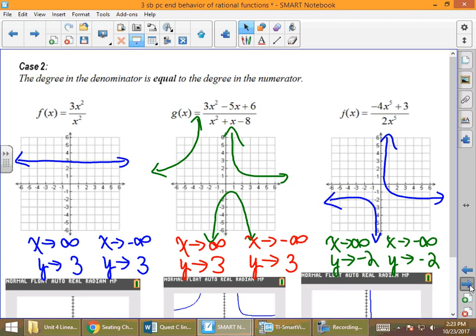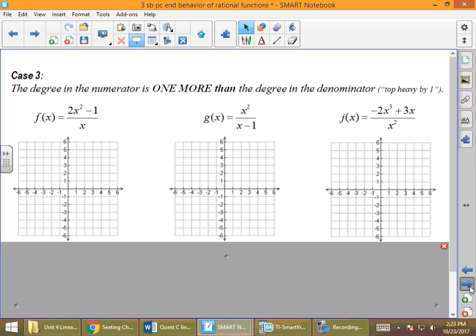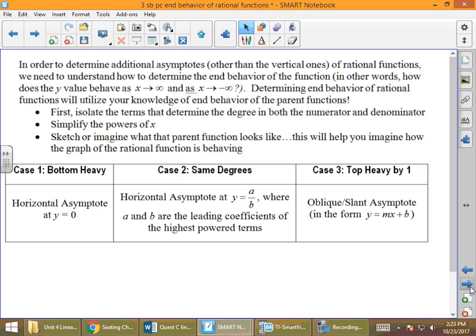So now I'm going to skip case 3 and jump over here to the end, because this is a summary. The first situation that we did is we did bottom heavy. So the numerator degree was smaller than the denominator. The top degree was smaller than the bottom degree. And what happens is we came up with y approaching 0.